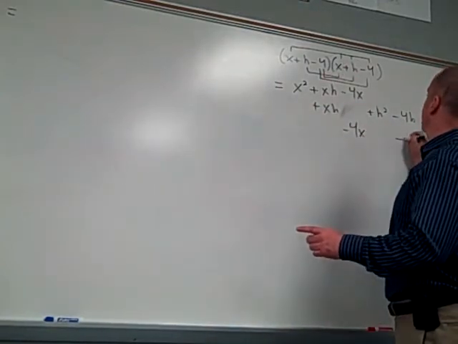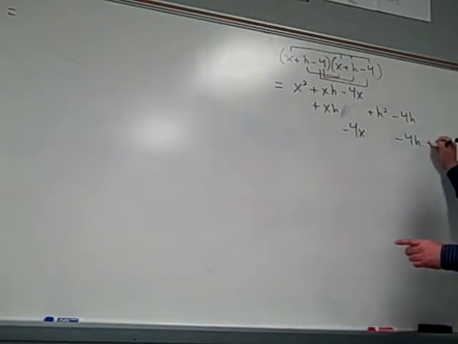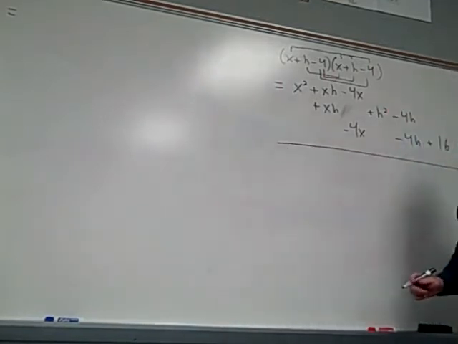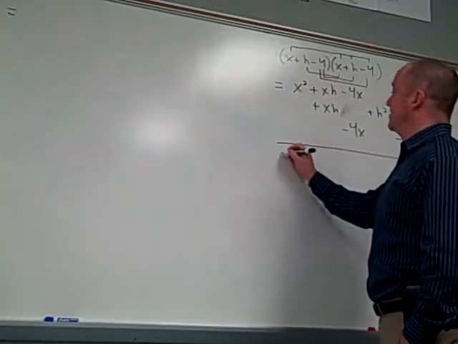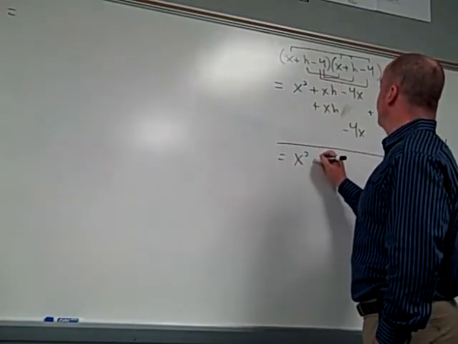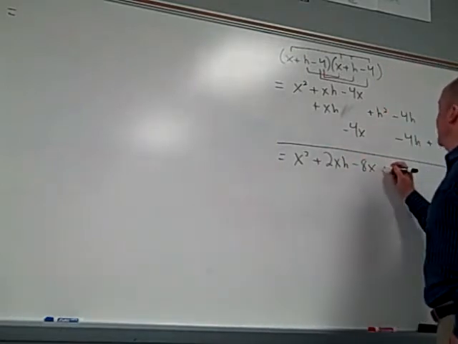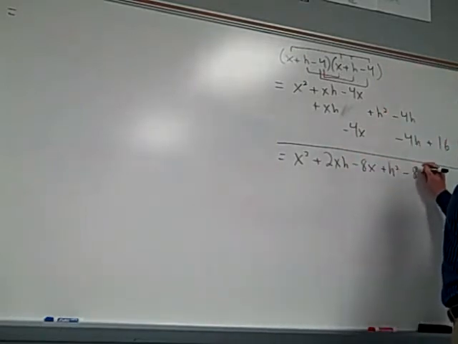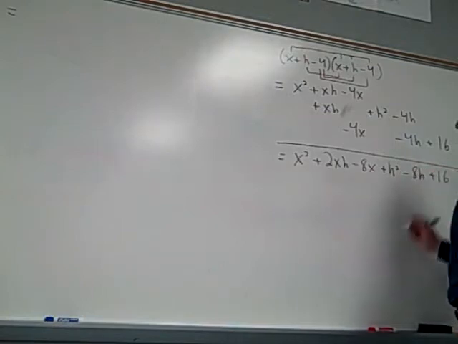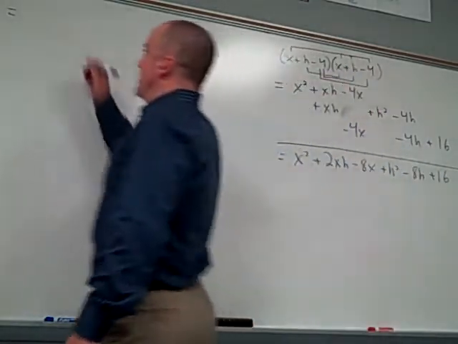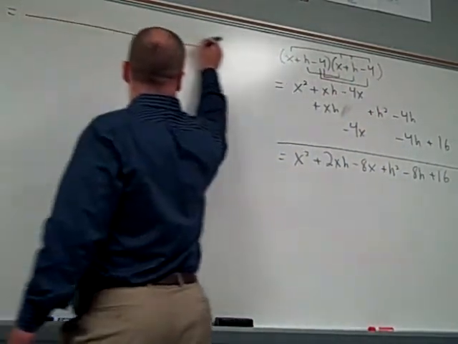Minus 4h. Plus 16. Drew, you are the distributing fool. I love it. Thank you. Okay, and this gets me x squared plus 2xh minus 8x plus h squared minus 8h plus 16, correct? Yeah. Okay, that's the beginning of my numerator.